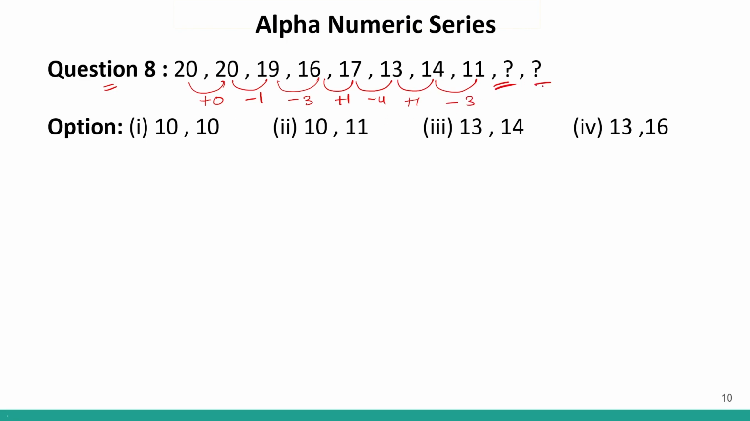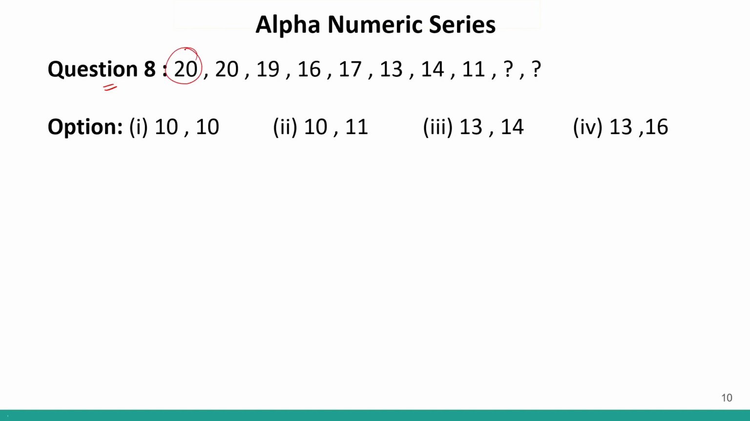And now we have two missing terms. So we have to find two missing terms. Whenever we get a question like this, I told you two approaches, correct? The first approach is to see if they are following an alternative combination of patterns or operations. The second approach is to see if there is a combination of two or more series.